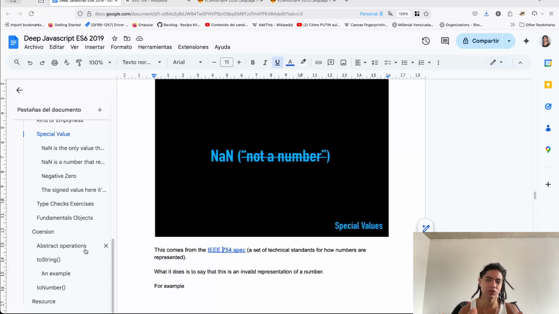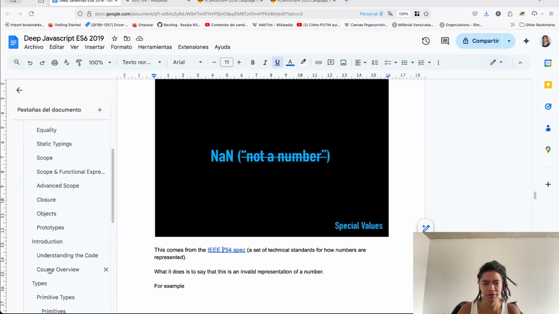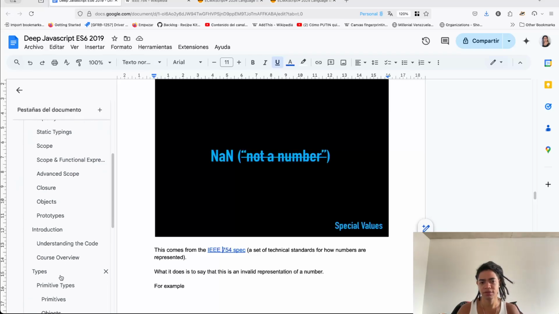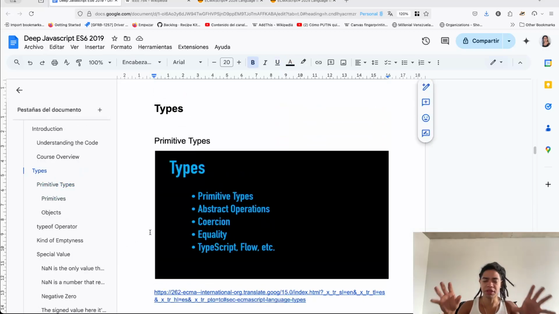But I need to make a quick recap of what we went through. As I mentioned before, this particular course is laid out in three pillars: the type system, scope, which we're going to see later, and object orientation. So right now we're focusing our attention on types.